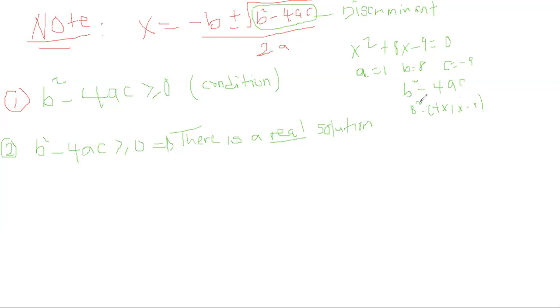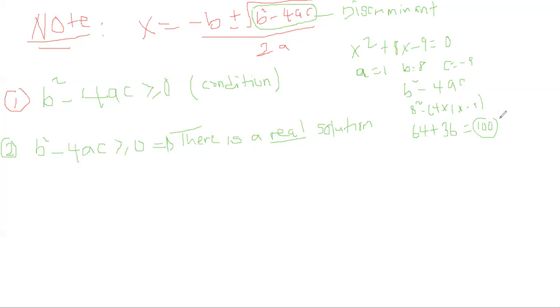So 8 raised to the power of 2 is 64. Then minus and minus will change into plus. 4 times 9 is 36. So at the end of the day, we have 100 as our discriminant.